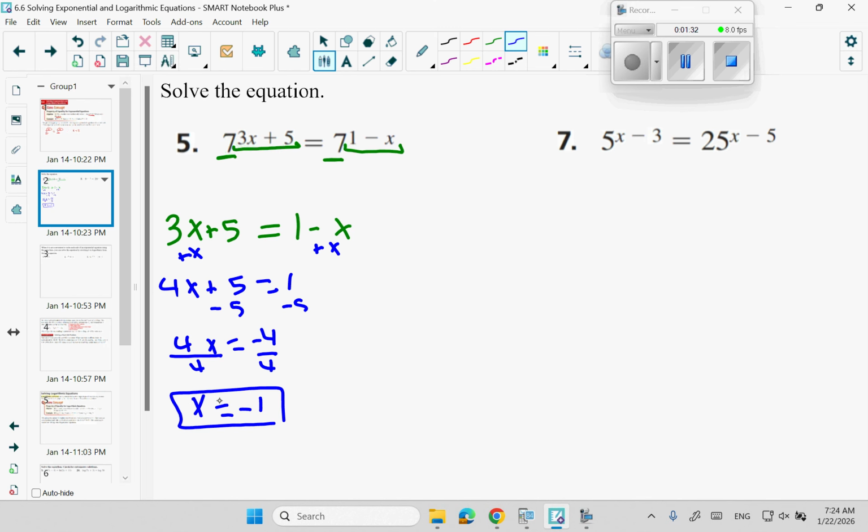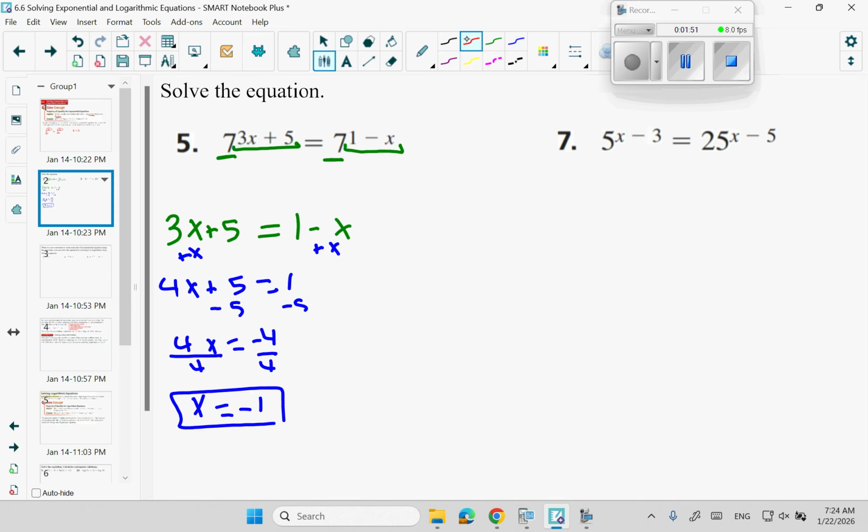Technically speaking, I can plug it back in and check. So what's 3 times negative 1? Well, that would be negative 3 plus 5 gives me 2. So this whole left-hand side has an exponent of 2. Well, what's 1 minus negative 1? Well, that would be 2 as well.